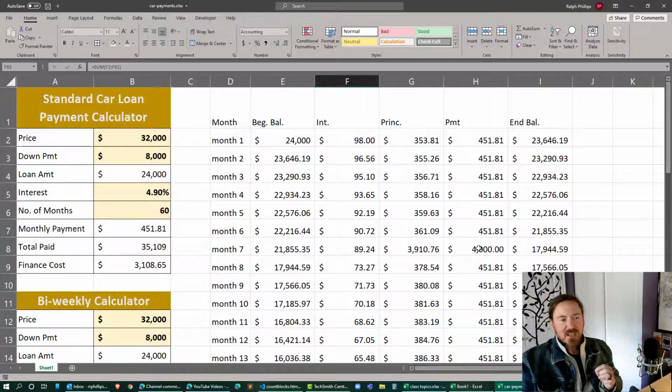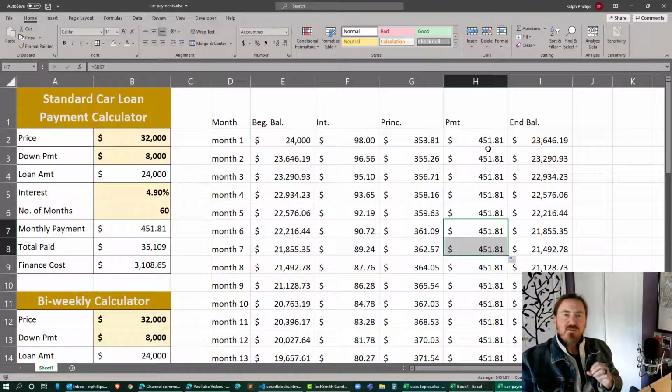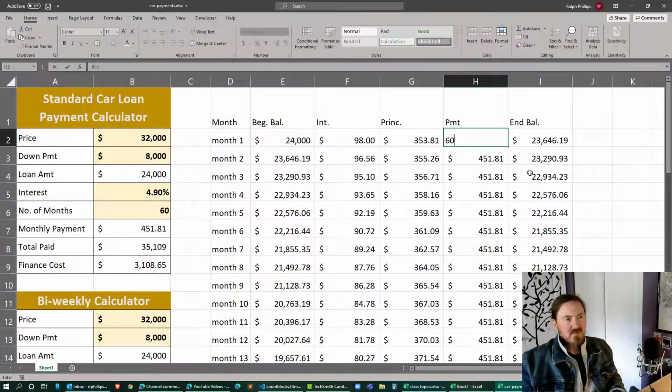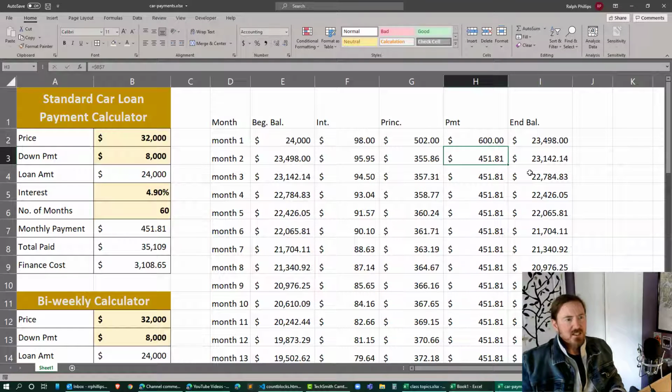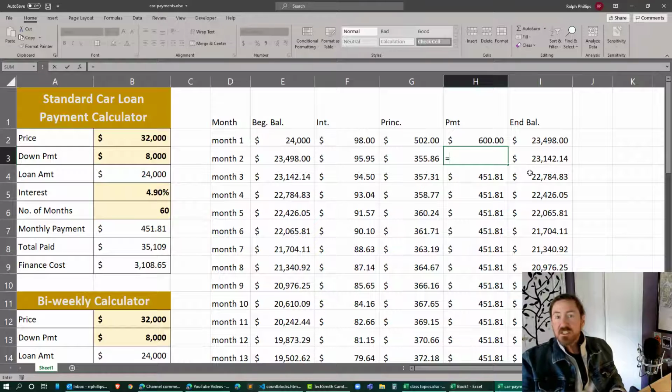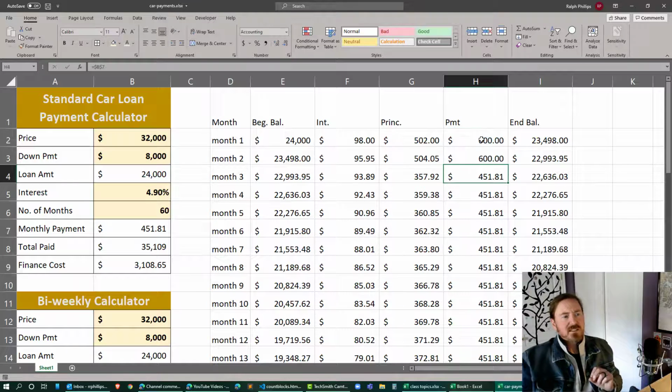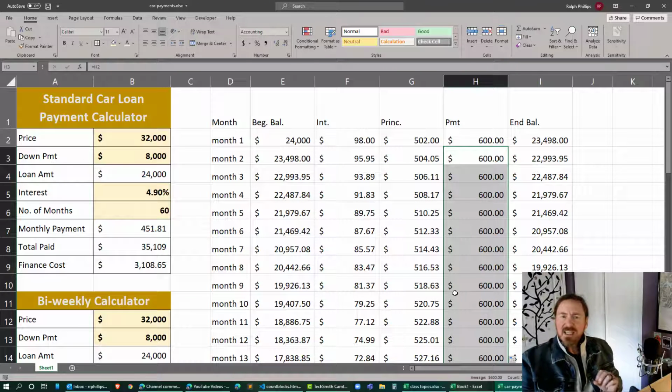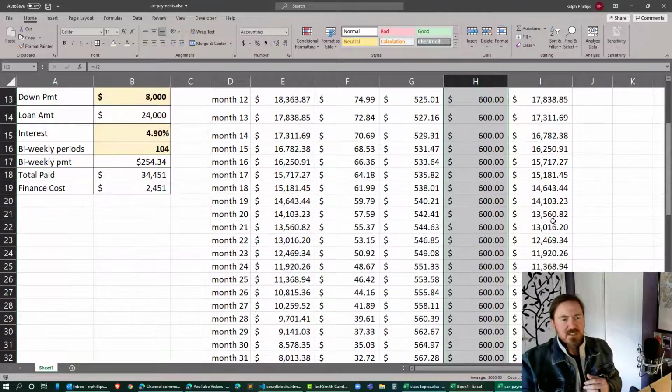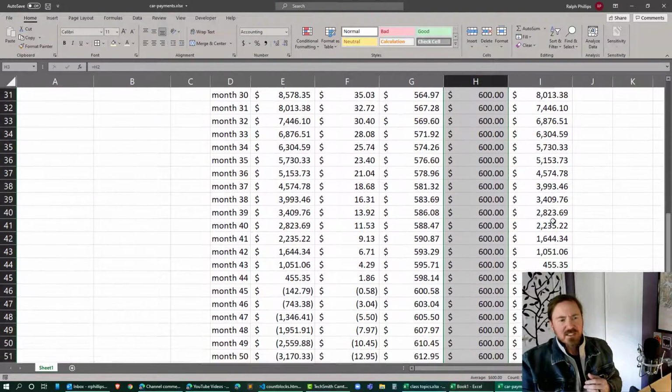Now, instead of paying $4,000 extra in one month, we could have figured, all right, well, what if instead of paying $450 a month as it was calculated, what if instead I paid $600 a month? I'll just change that first payment to $600, and I'm going to make each subsequent payment be equal to that $600. And then I can just autofill this down. And again, we're looking for the point to where our ending balance goes to 0 or below. Let's see if it happens here.